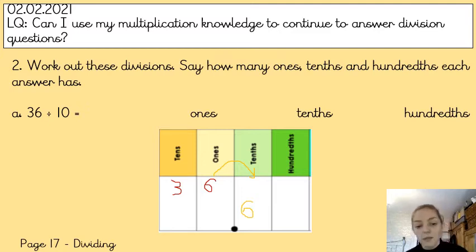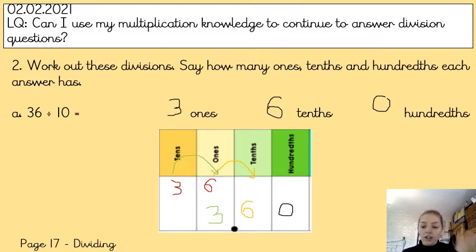It's going to be 10 times smaller. So where is it going to jump? It's going to jump into the ones. So instead of becoming 3 tens, it's going to become 3 ones. So my answer is 3.6. So I actually have, for my answer here, 3 ones, 6 tenths and 0 hundredths. Now because this is blank, there's no value there. So that means it's a 0.